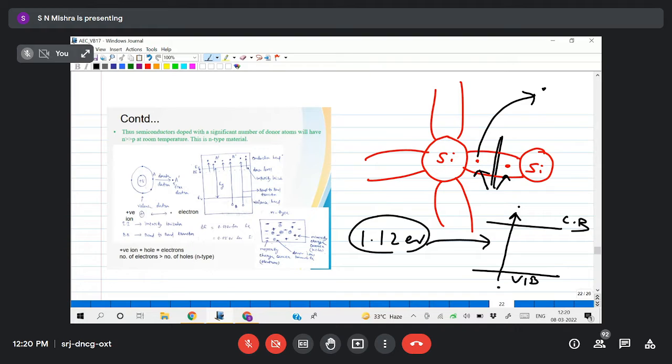That means you would have to provide 2 times this energy. In general, when we say the covalent bond breaks, or the EG, this is your EG, that is 1.12 electron volt. That means to take out one electron from here to here, not 2. But in the general sense, you can understand the reference is one electron and only one electron is removed here by breaking the covalent bond. Clear? So thank you.